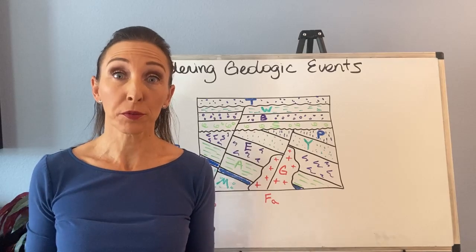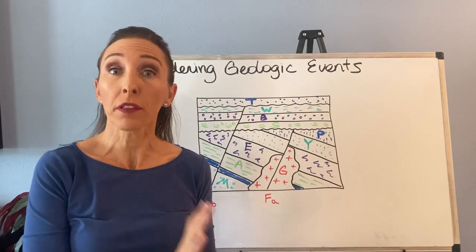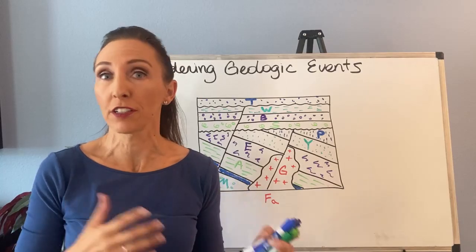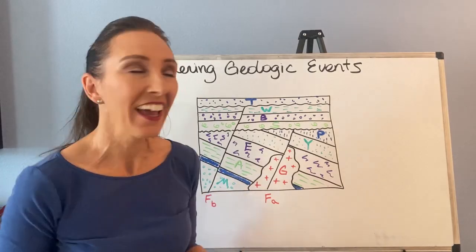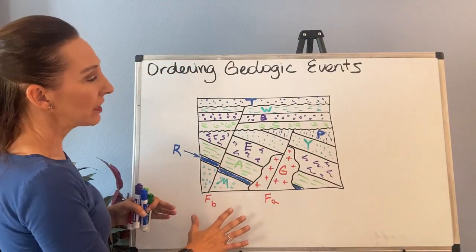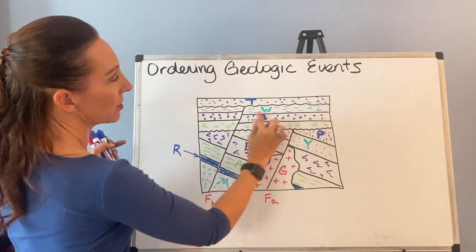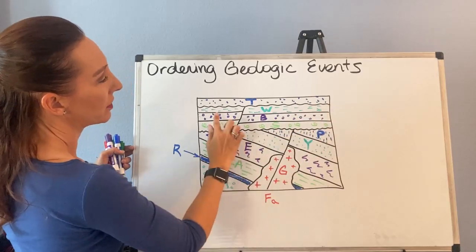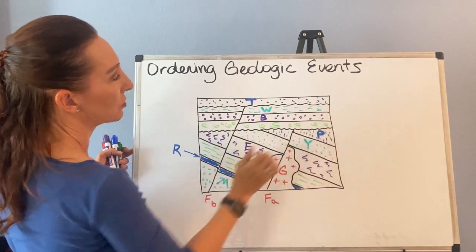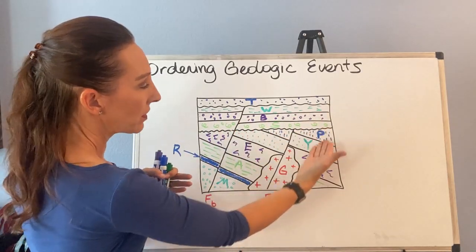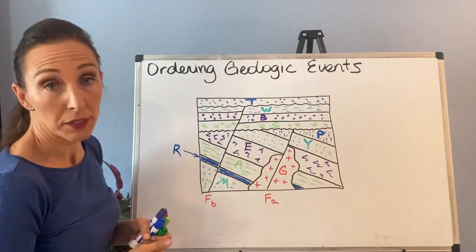Once you've learned the principles of relative age dating, you can apply those to a cross-section to figure out what happened in what order. And so we have this cross-section here, and most of these units are sedimentary. So T across the top, this W green unit, this B, and this S unit, those are all sedimentary. The rest of these layers extending down are also sedimentary.